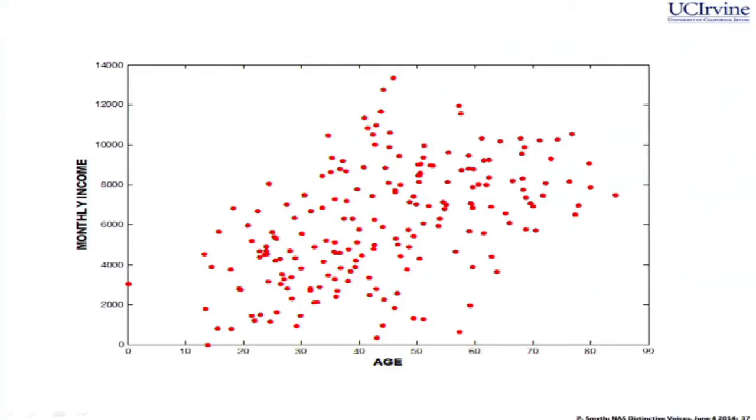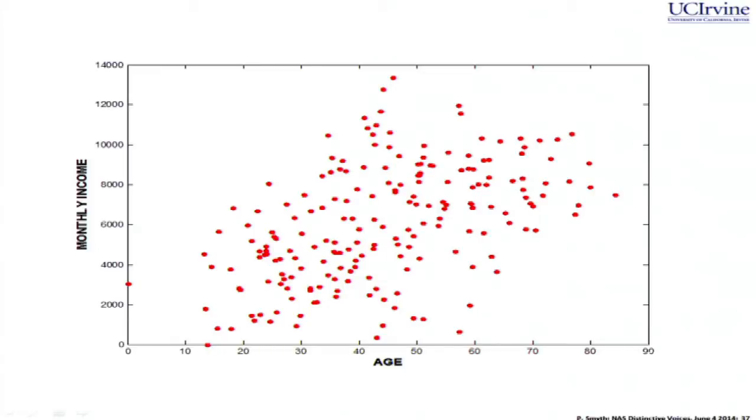So let me jump in a little bit and give you a little bit more sense of what these algorithms are doing. I'll go through this fairly quickly. Pretend we're a bank and we want to give out loans to customers. Our data lives in two dimensions: we have the age of our customers and the monthly income of the customers.